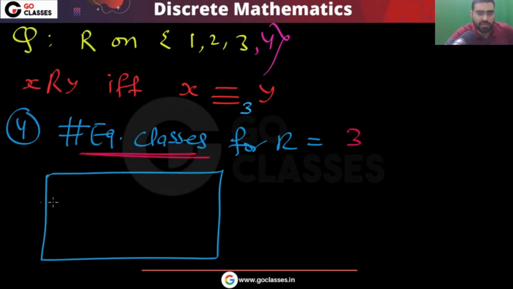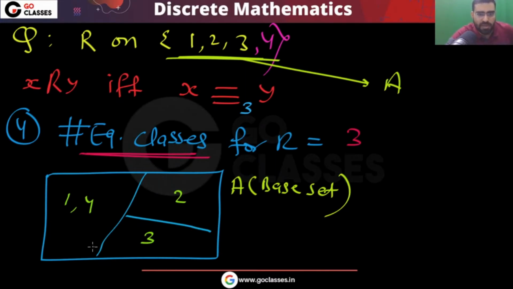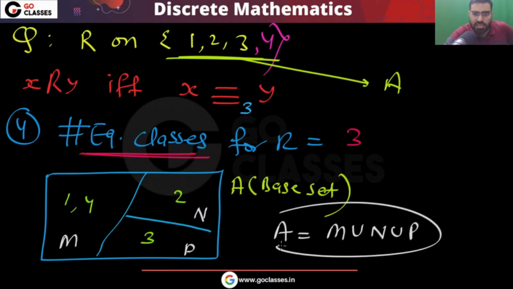This is your base set, 1 2 3 4. Let me call it set A. So this base set has been divided into 3 parts, into 3 classes. In one class you have 1 comma 4, in one class you have this, in one class you have this. Let me call them M, N and P. Then in this situation, what will be A? A will be M union N union P.